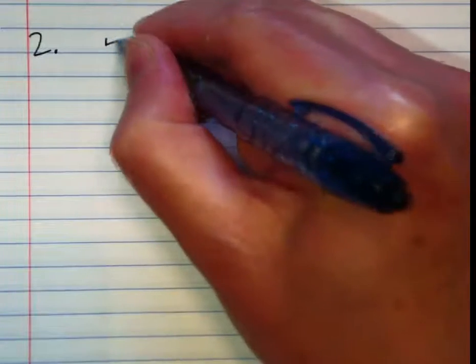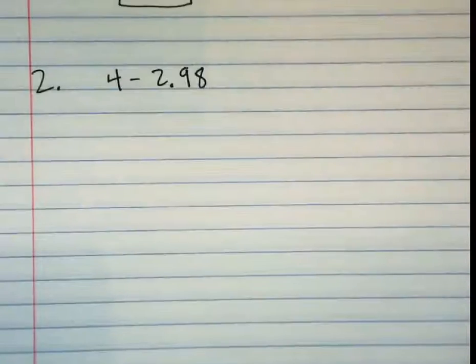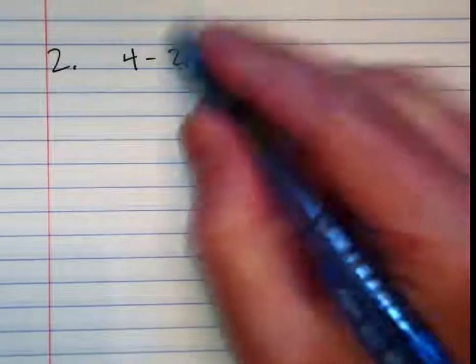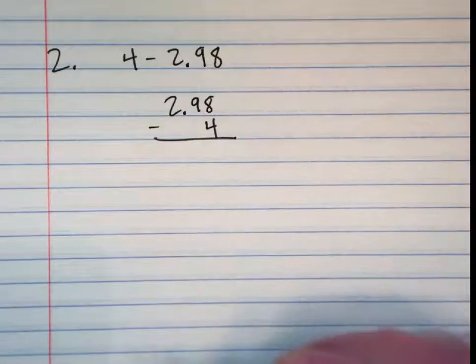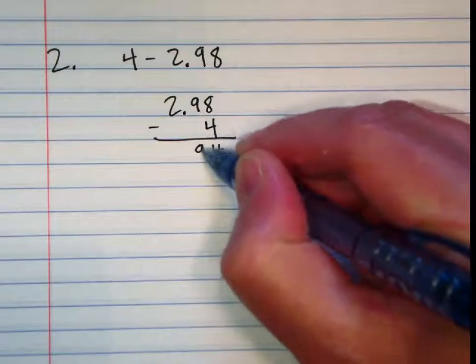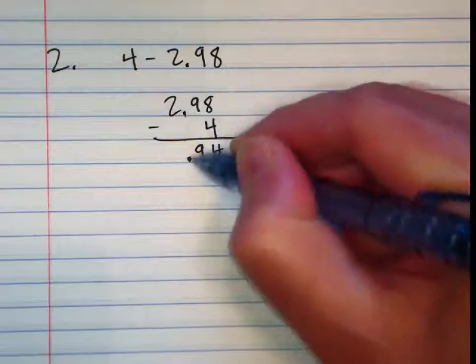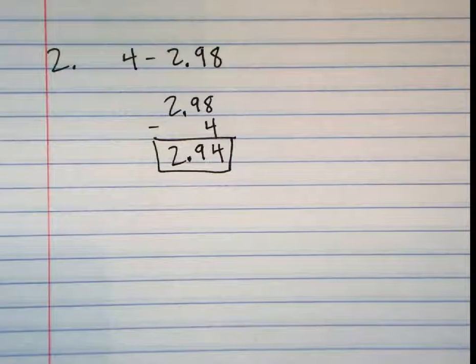Okay, moving on to number 2. We are going to do some subtraction. 4 minus 2.98. So I'm going to do it like this. And then 8 minus 4 is 4. 9 minus nothing is 9. Put the decimal in because I want to line it up. 2 minus nothing is 2. 2.94. That's my answer, and that is number 2.